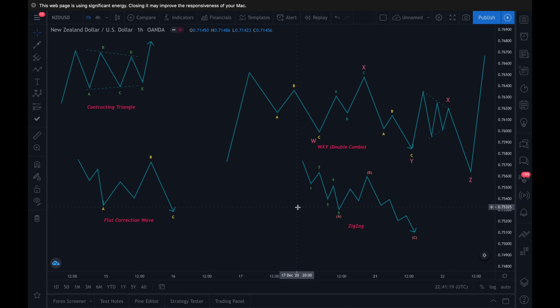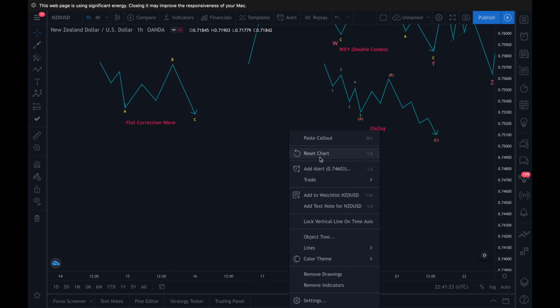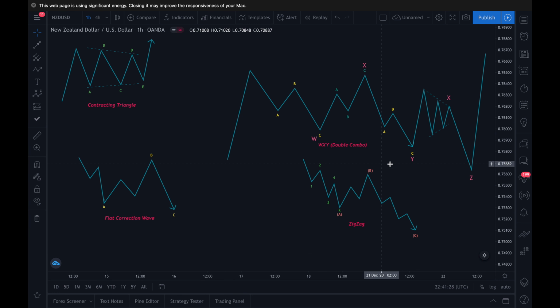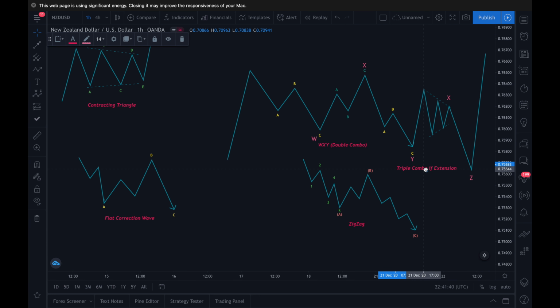And yeah, so let's just quickly dive into a chart and let's get to it. So before we do that, if we have this extension of this correction wave, then that would be termed a triple combo extension. I hope you guys are making notes on this, whether you use this as note taking or whether you're just watching this for the fun of it. I would recommend taking notes. It's going to help you in the long run.